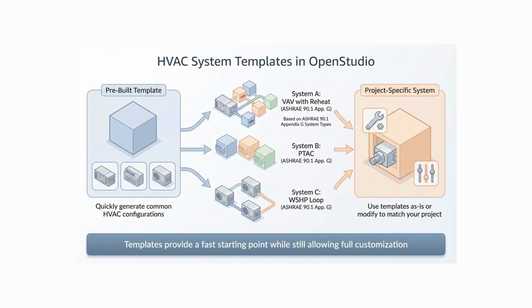These templates allow you to quickly generate common HVAC system configurations. Many of them are loosely based on system types described in ASHRAE 90.1, Appendix G, which is widely used for energy modeling and performance comparisons. A template can be used exactly as provided, or it can serve as a starting point that you later modify to match the details of your project.